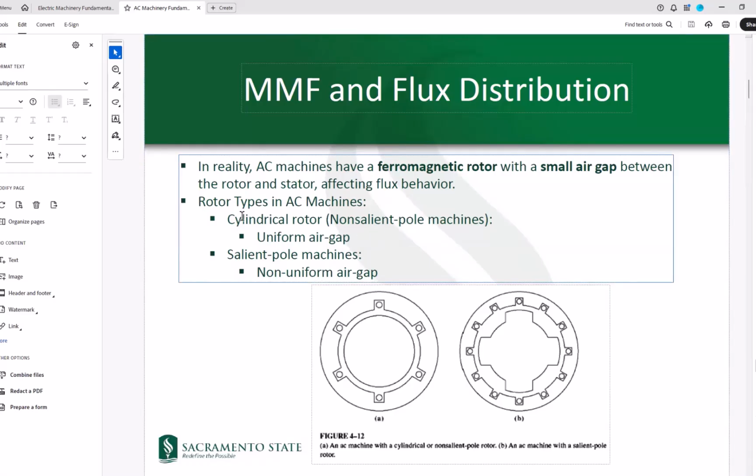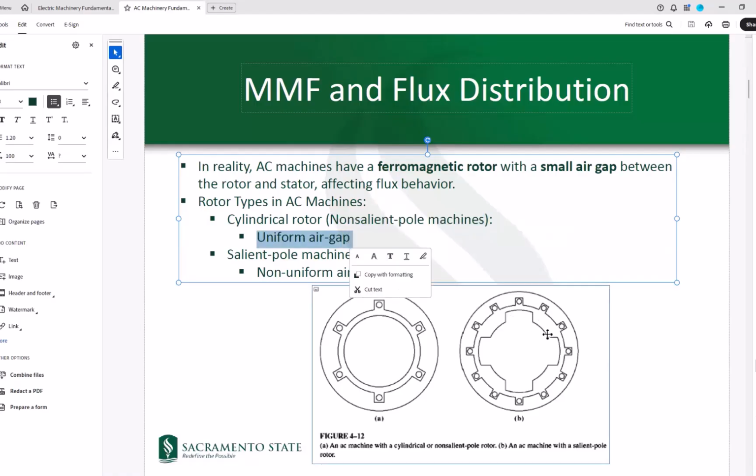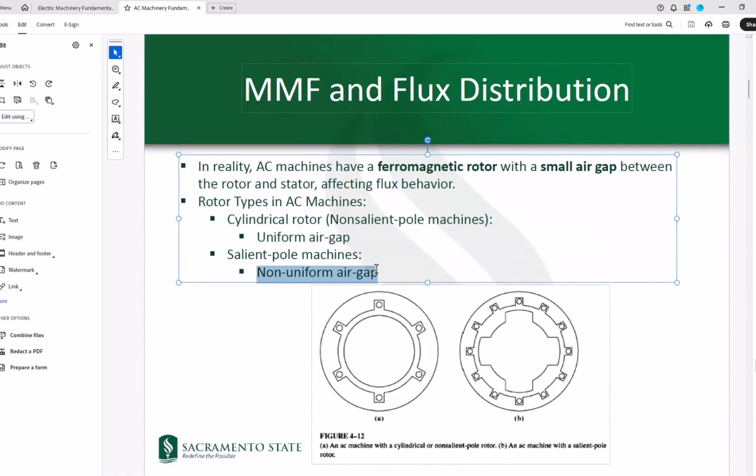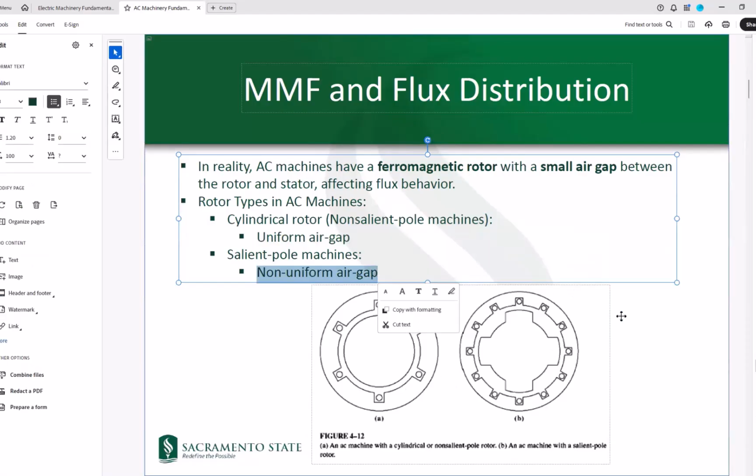Cylindrical rotor, round rotor, or non-salient pole: these are all the same. They provide a uniform air gap, whereas the salient pole, which is this scheme, has a non-uniform air gap, as can be seen in these schematic figures.